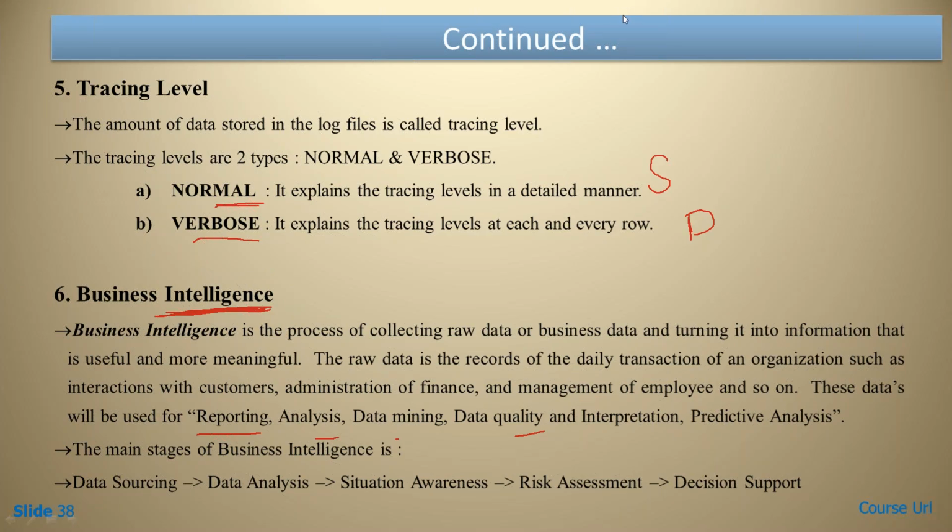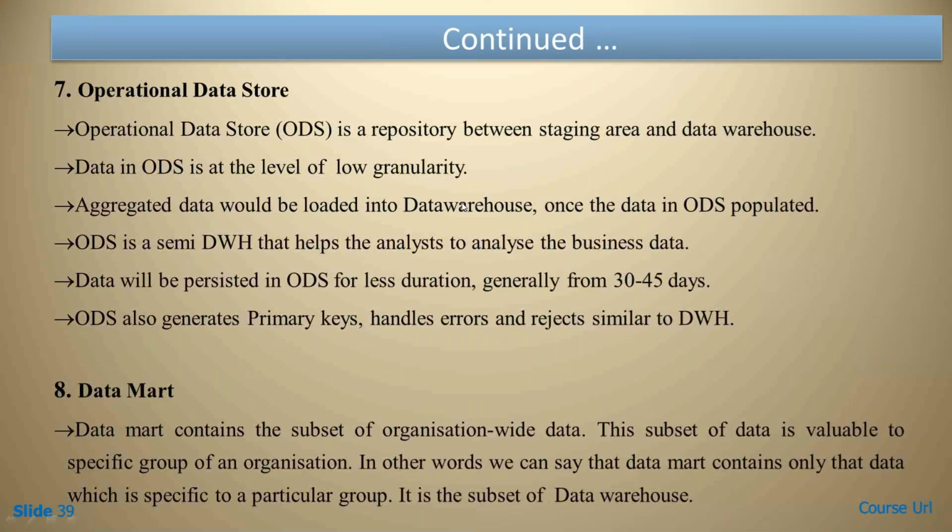Okay, so that is business intelligence, and next is operational data store, data mart. Already we discussed in data warehouse concept. So operational data store means one kind of data warehouse, only one part of data warehouse. Data warehouse is 3 types. So out of that, operational data store is one type, and data mart is another type of data warehouse.